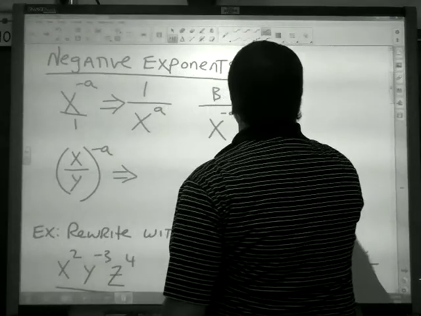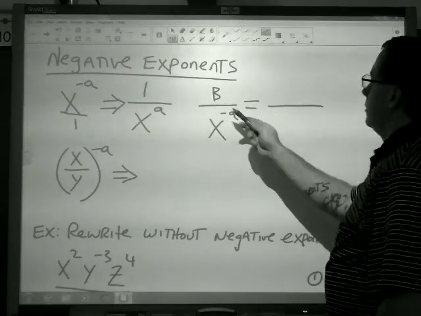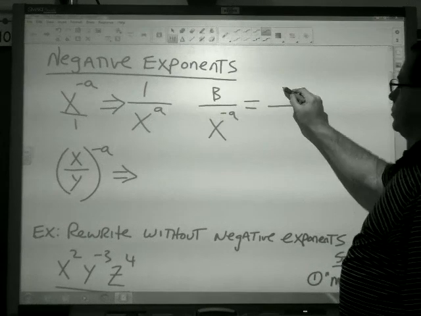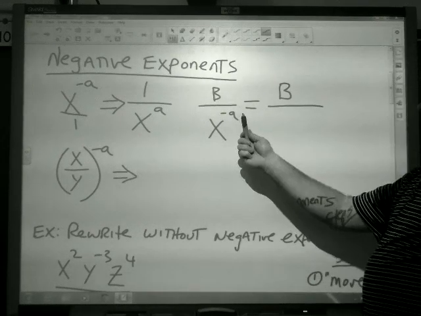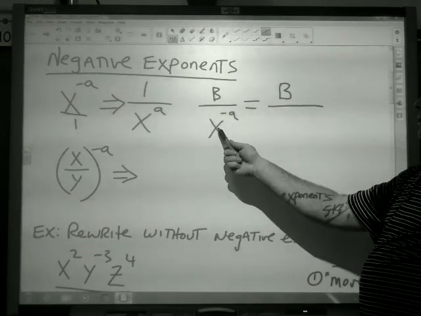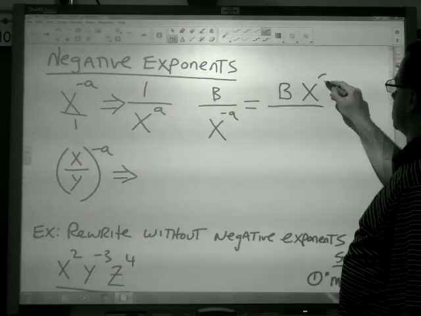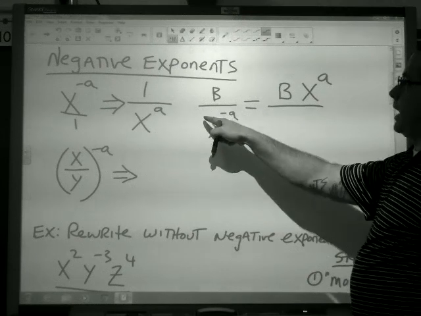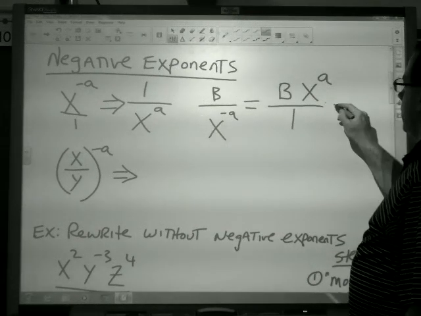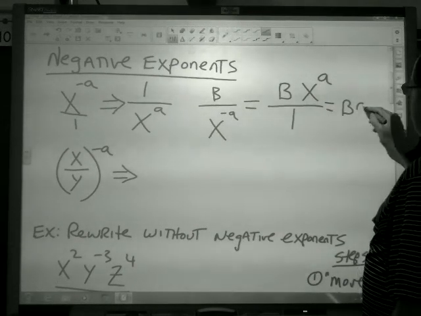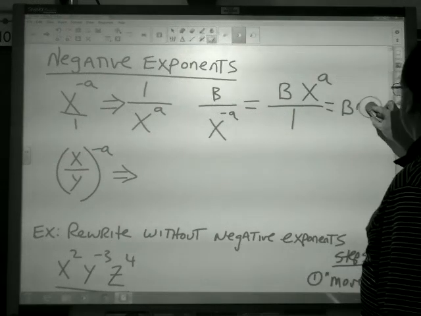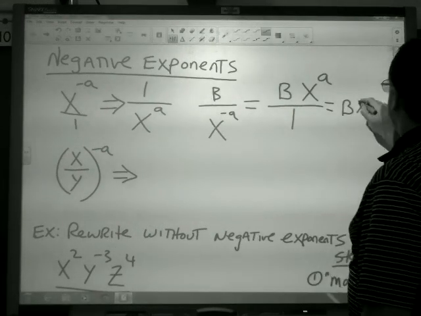So for example, this, b is not raised to a negative exponent, so that would stay. Negative exponent, well, it's on the bottom. I move it to the top, keep the same exponent. What's left on the bottom, in this case, is a 1. I really don't write it like that then. I'll write it as b times x to the a.